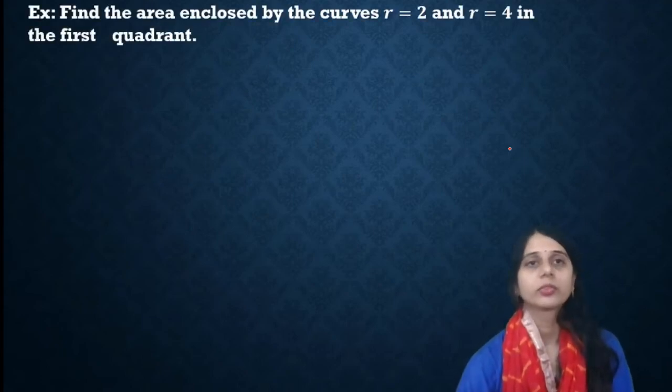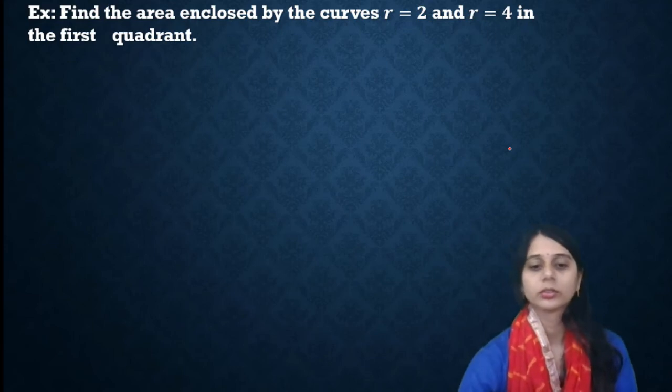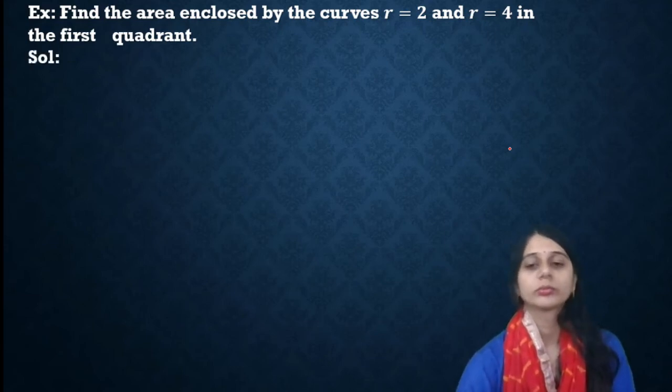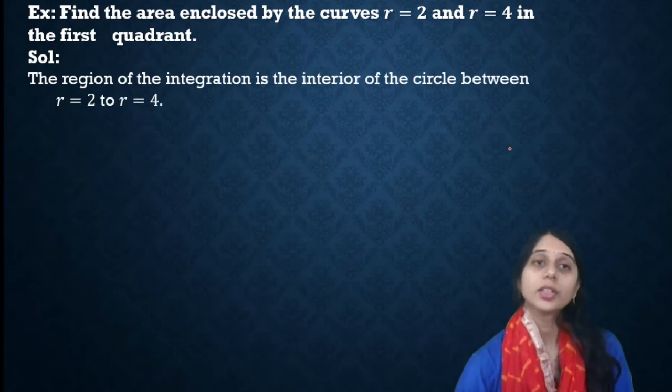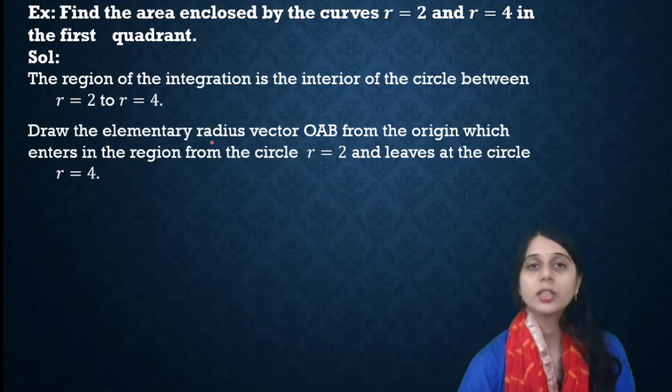Second example: find the area enclosed by the curves r = 2 and r = 4 in the first quadrant. Solution. The region of integration is the interior of the circle between r = 2 and r = 4. Draw the elementary radius vector OAB from the origin, which enters the region from the circle r = 2 and leaves at the circle r = 4.